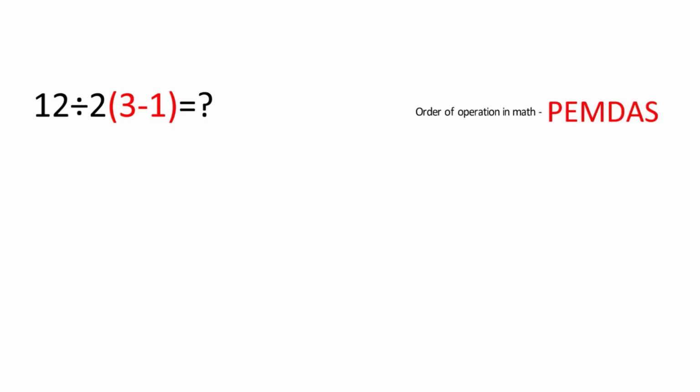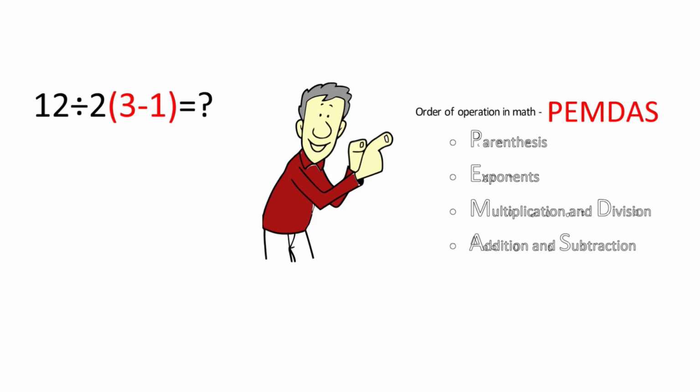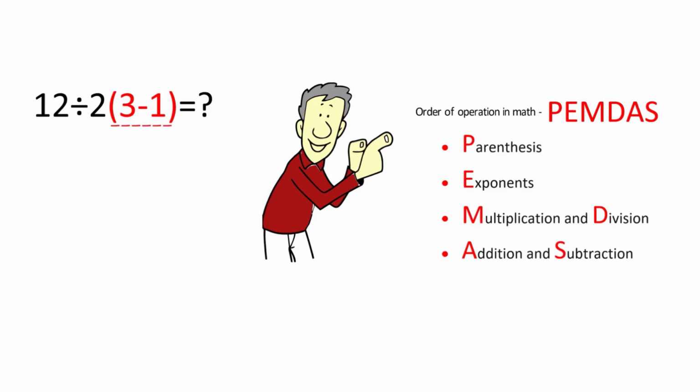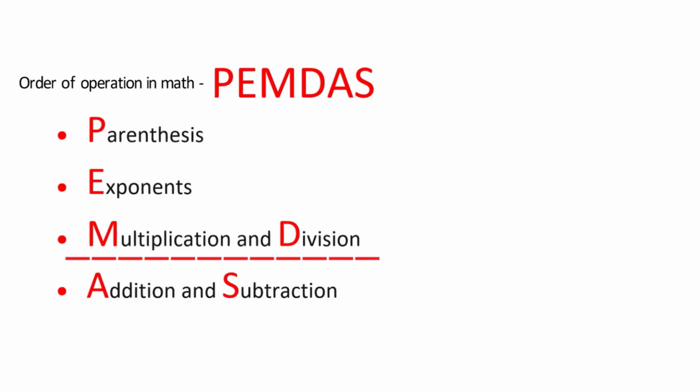The order of operations in math tells us that the first expression we need to solve is in parentheses. We first need to calculate 3 minus 1. And obviously the answer is 2. The big question is, what do we do next? The order PEMDAS tells us that we need to do multiplication and division.